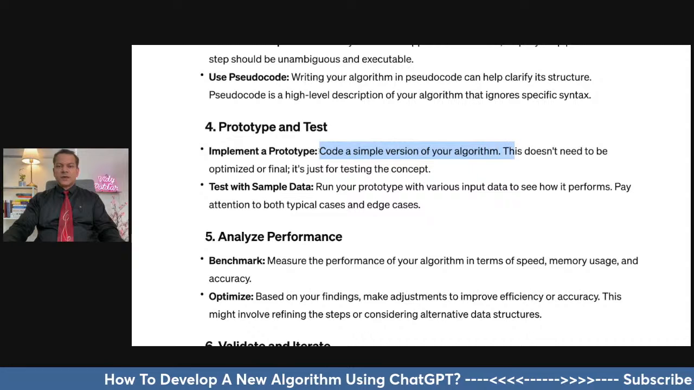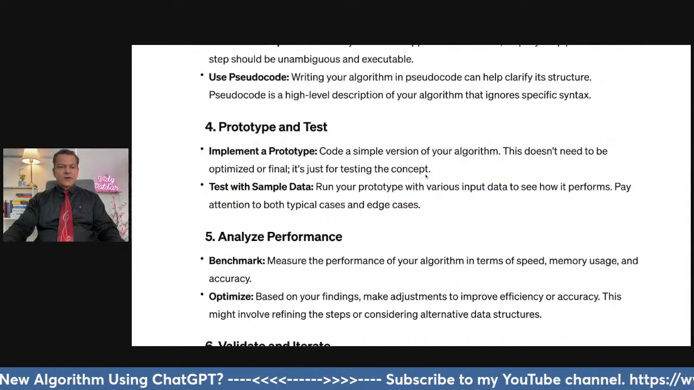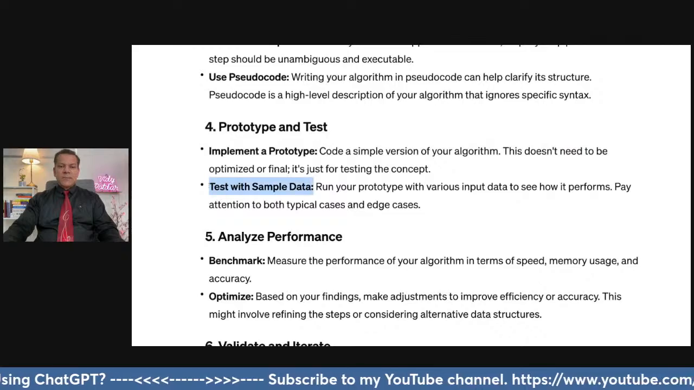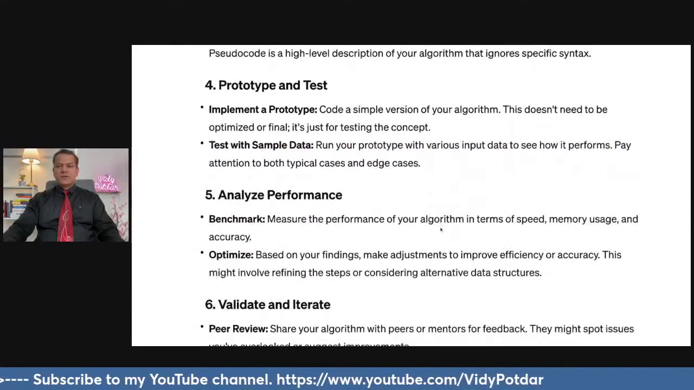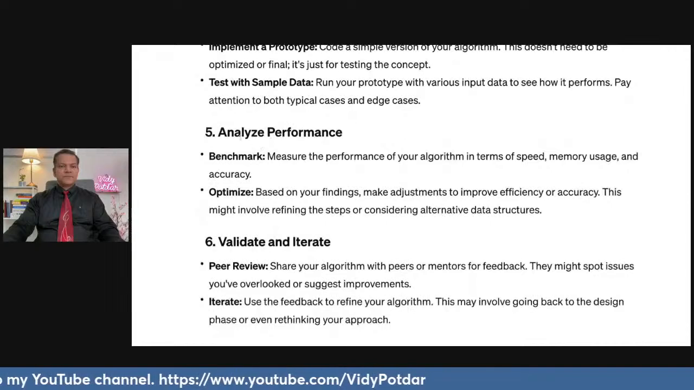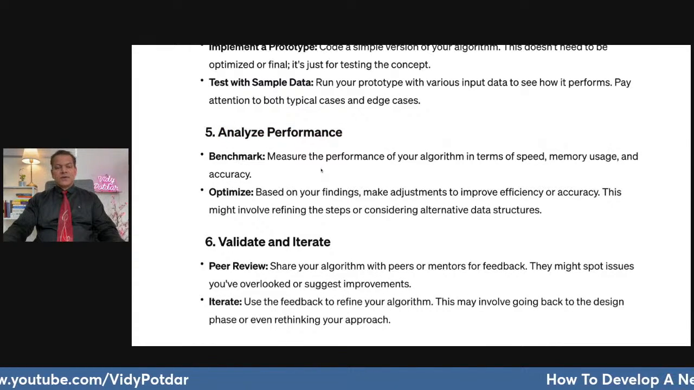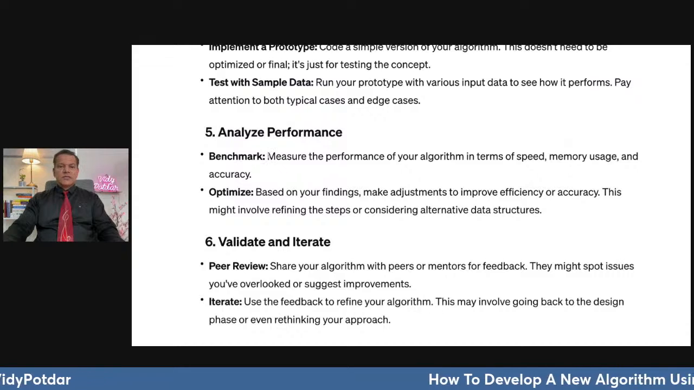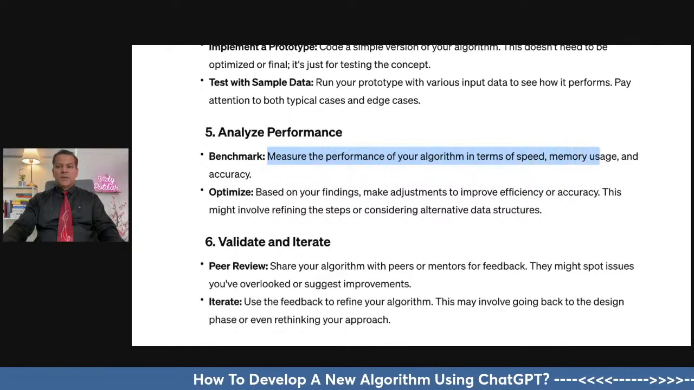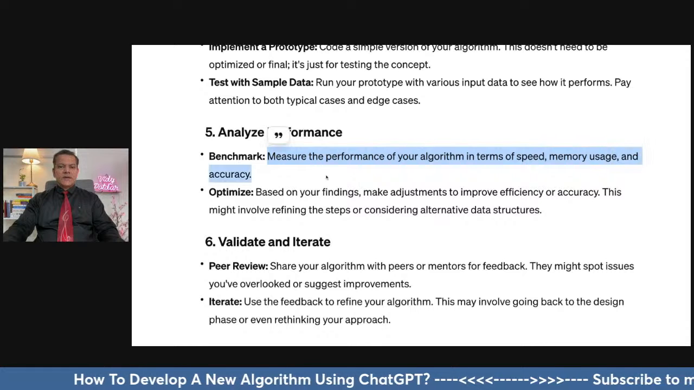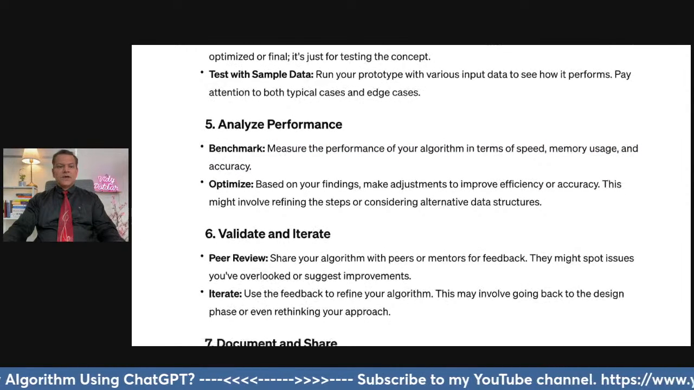Code a simple version of your algorithm. This doesn't need to be optimized or final. It is just for testing the concept. Test with some sample data: run your prototype on various input data to see how it performs. Analyze the performance. Performance analysis is important whenever you're developing an algorithm. Benchmark and measure the performance of your algorithm in terms of speed, memory usage, and accuracy. Depending upon what algorithm you're designing, these performance criteria would vary.